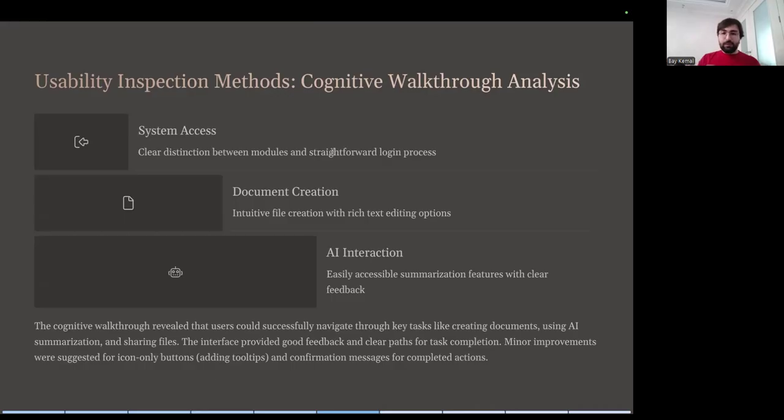The user interface was found to be learnable and efficient, and it was good for her. So that's all.